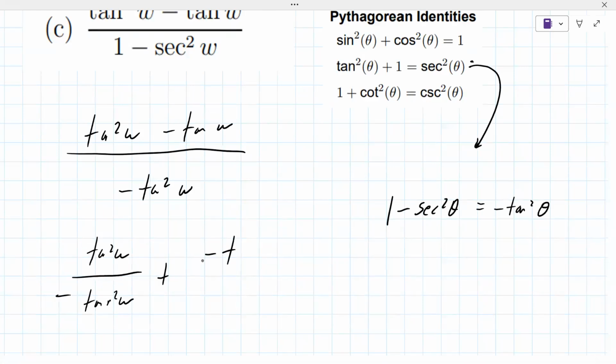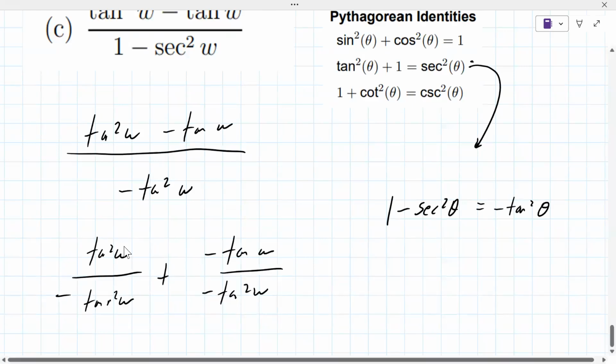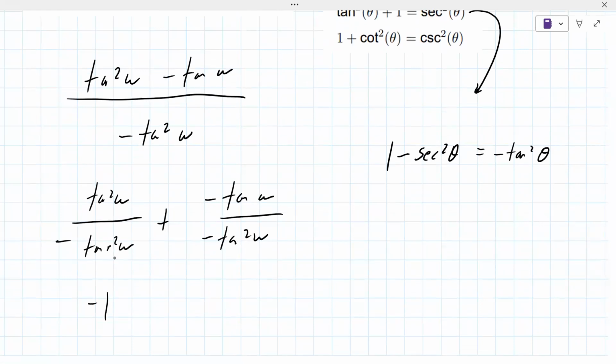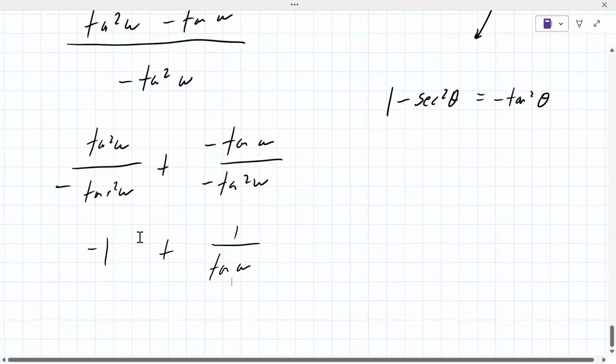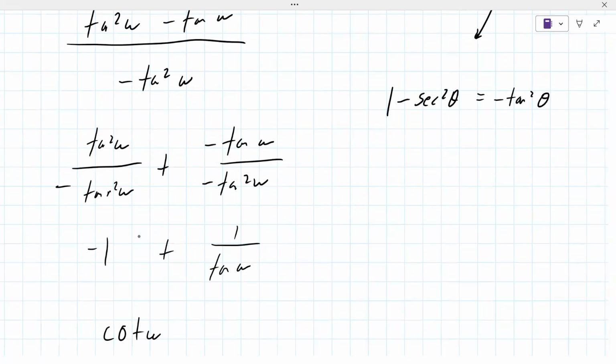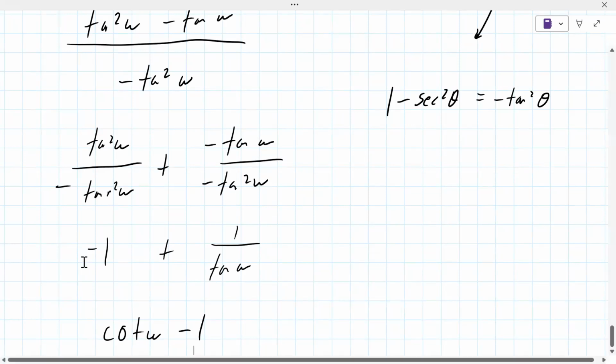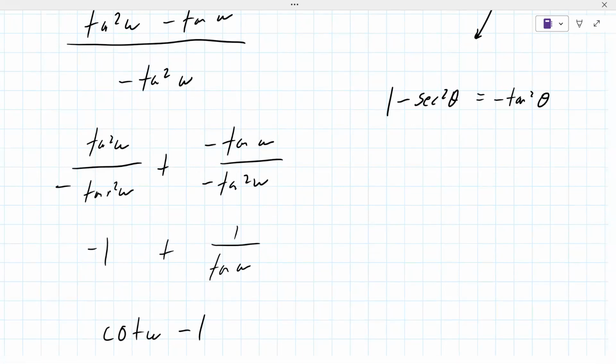That minus on the bottom makes it look correct. And then plus minus tangent W over tangent squared W. So on the left, it becomes -1. On the right, it becomes 1 over tangent W, which is cotangent. So this looks like it becomes cotangent W minus 1. Yeah, that appears to be the answer.